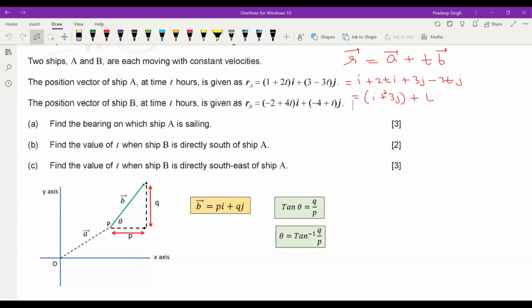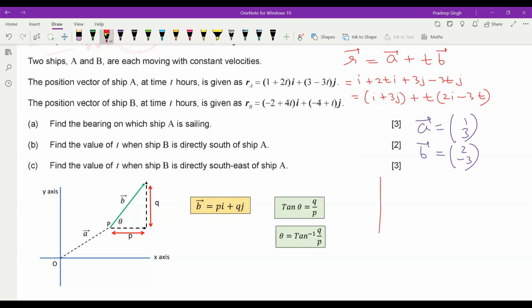I will take t as common from the remaining terms, so we'll get (2i minus 3j)t. Now we can compare the given equation with the standard equation, which is a plus tb. Hence, we can say that the initial position vector for ship A is i plus 3j, and the velocity vector for ship A is 2i minus 3j. Now let's try to figure out the bearing on which ship A is sailing.